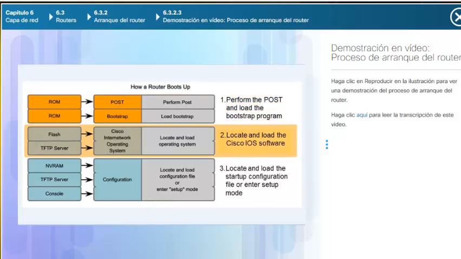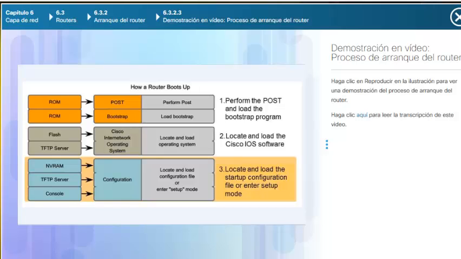The purpose of the bootstrap program is to locate and load the Cisco IOS software. The IOS is Cisco's operating system for the router. The Cisco IOS is located, by default, in flash memory. If the IOS image file is not found in flash memory and loaded into RAM, then the router will look to a TFTP server on the network to see if it can find another IOS image.